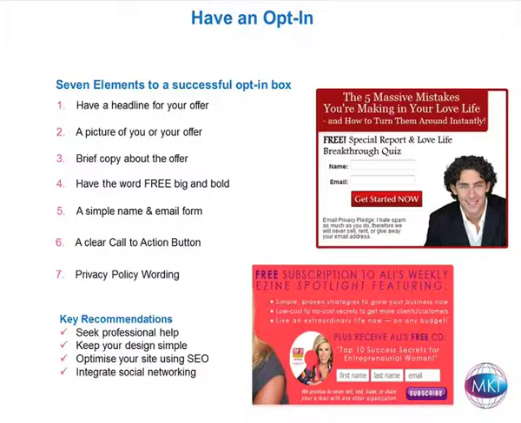Now, also with your opt-in, people sometimes ask me, how many people am I looking to opt in, or what's the benchmark? Just as a rule of thumb, your aim in an ideal world is to have an opt-in conversion rate of 20% or more. That means for every person who comes to your website, you want at least 20% of them in an ideal world to opt into your free giveaway. So that's just a bit of a rule of thumb.